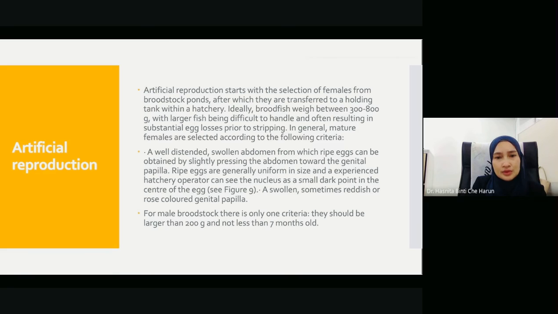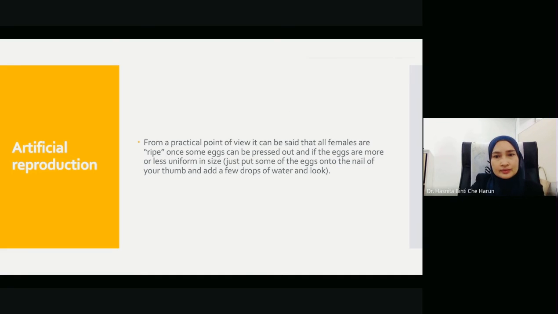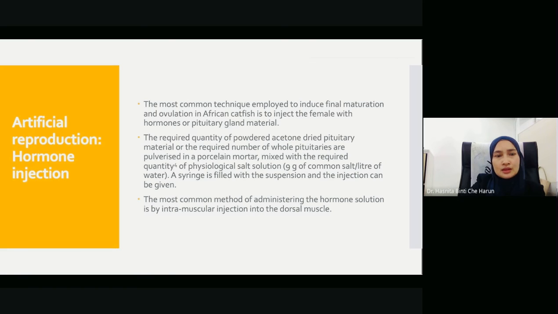For the male broodstock, there is only one criterion: they should be larger than 200 gram and not less than 7 months old. So we can say that the female is ripe if the stripped eggs are more or less uniform in size. So this is the characteristic of the ripe female.